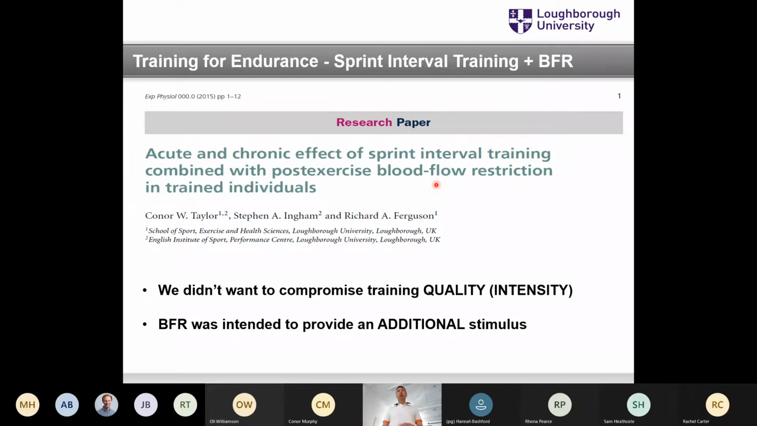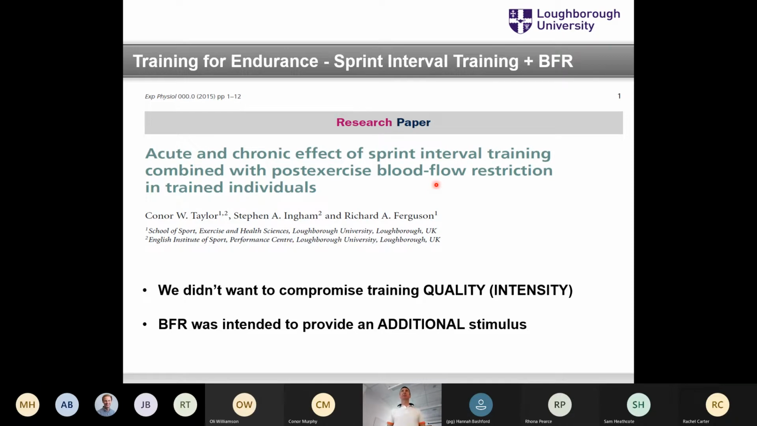And the model we chose was quite deliberate. So this was a result of the collaboration with Steve, and we recruited Connor Taylor for the PhD studentship at that time. And just to let you know, Connor has now moved on to bigger and better things, and he's now working at Ineos Grenadiers as a performance scientist and coach. But we started off with the idea of using sprint interval training combined with blood flow restricted exercise.